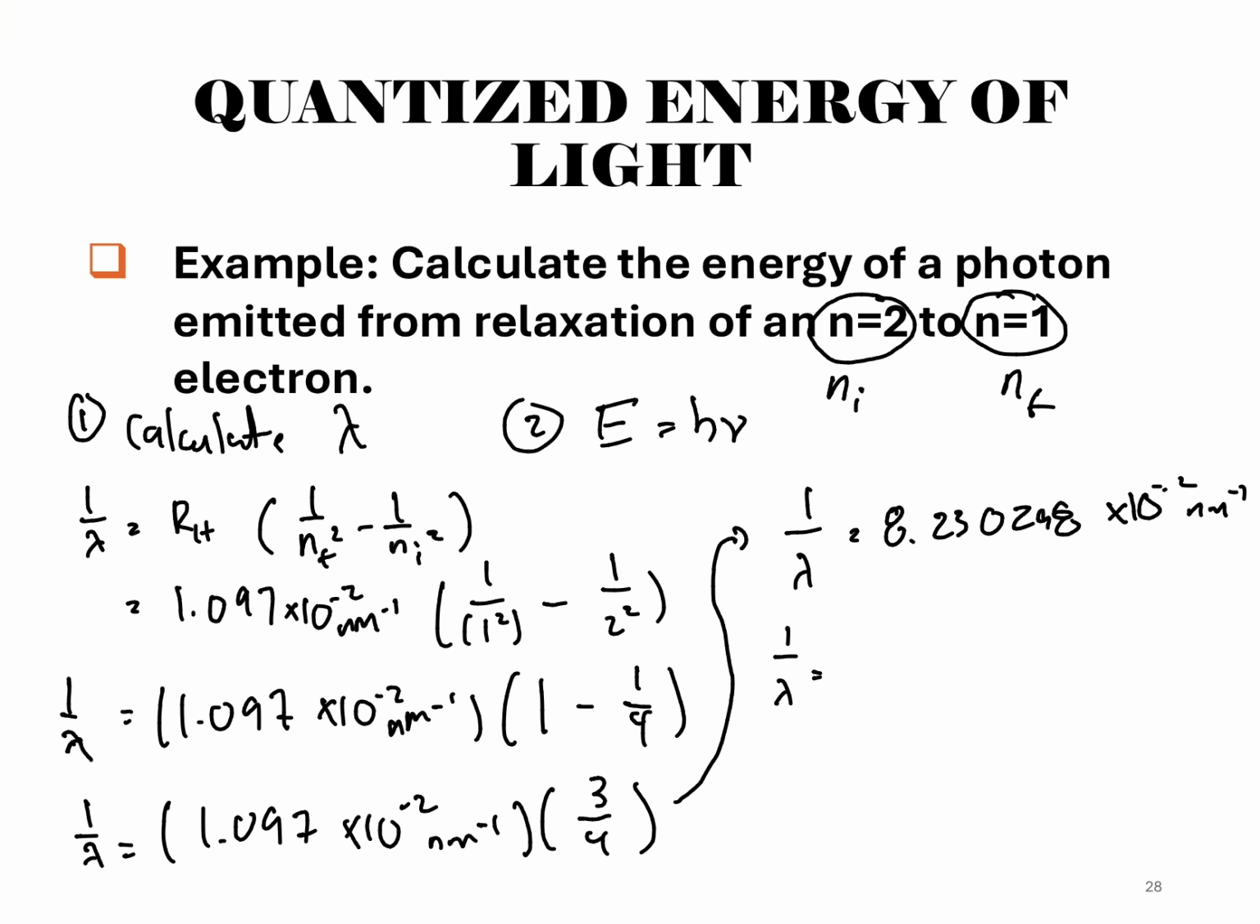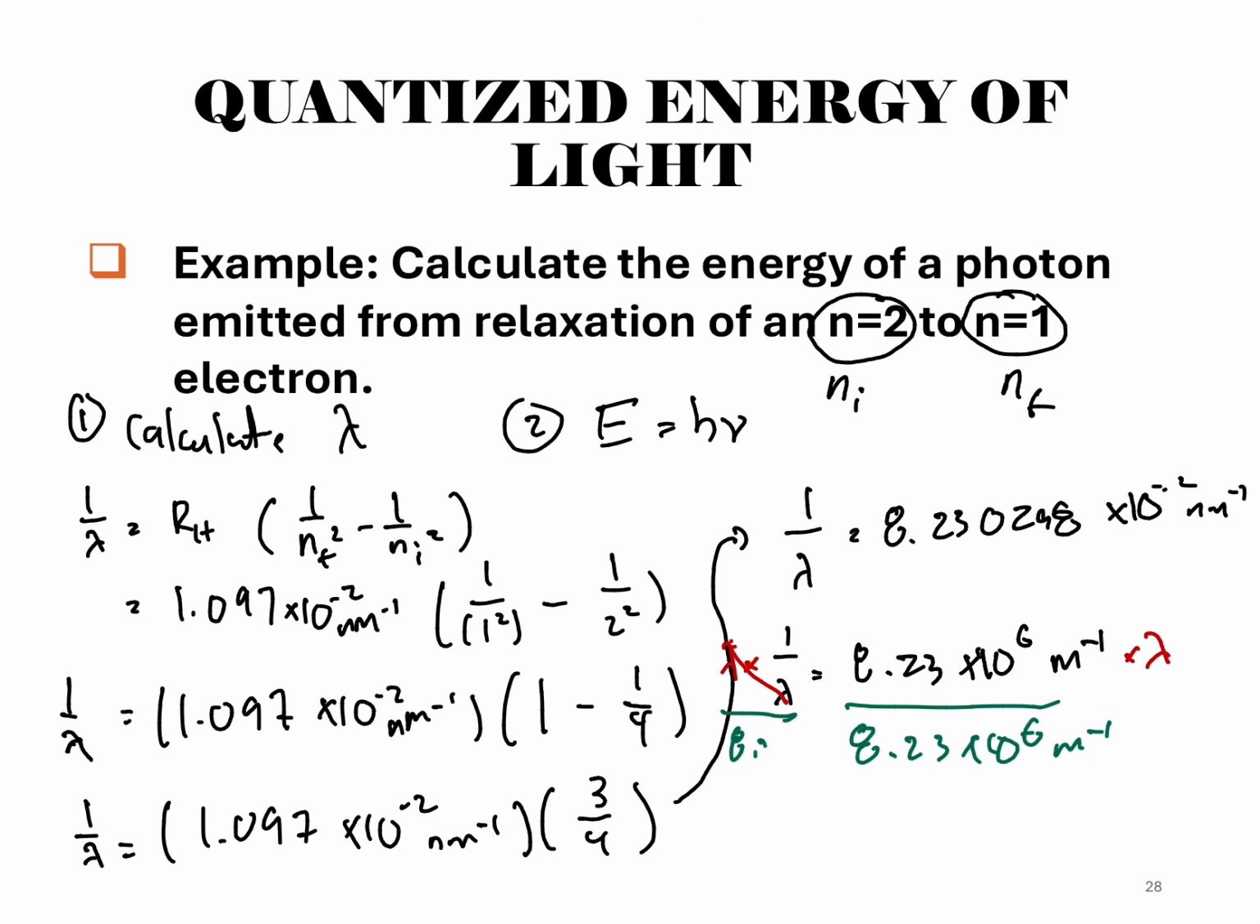If we convert this to meters, and the reason we have to convert this to meters is for the equation of light, we have to make sure all our units work out, we get 8.23 times 10 to the 6 inverse meters. Which means that if we want to solve for lambda, we multiply by lambda on both sides, right? That cancels out on the right side. And then we divide by 8.23 times 10 to the 6 inverse meters.